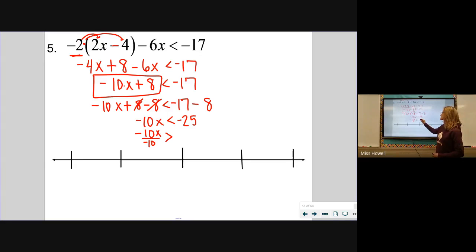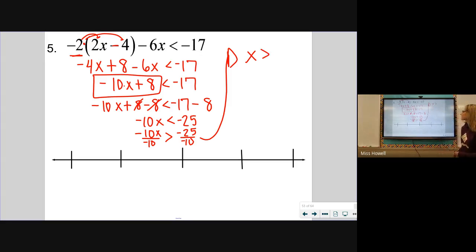A bunch of us are still missing those when we need to do it on our activities, our homeworks, and so forth. All right, from there, our symbol now is a greater than the rest of the way. Negative 25 divided by a negative 10 would give us a positive, in this case, 2 1/2, or 2.5. All right, let's graph our solution.